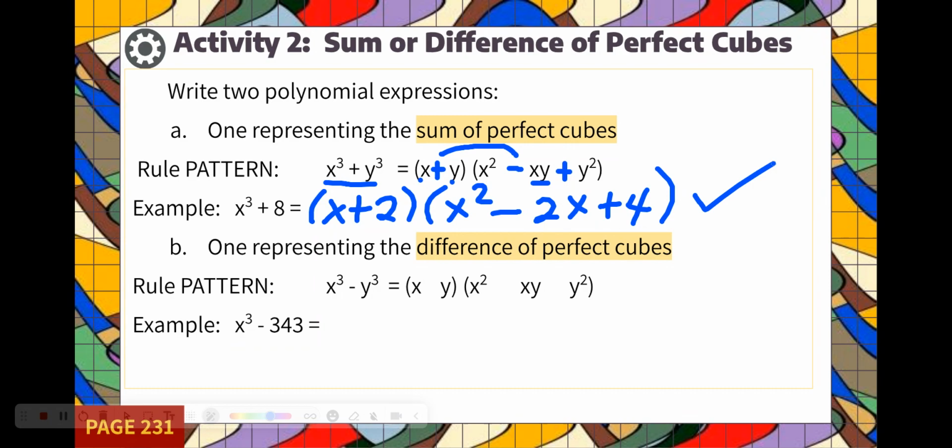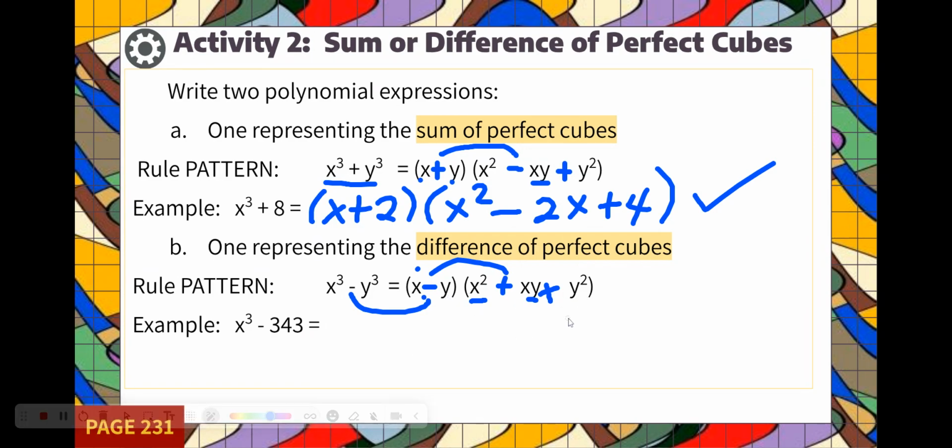For the rule pattern for the difference of perfect cubes, it's the same pattern. You just need to change the sign into minus. So x and y, you're going to change it into minus since this is minus, like plus and plus. And then to get the trinomial, square the first term, which is the x. That turns x squared. Opposite of the sign, if that's minus, this would be plus. Multiply the first and the second term, xy. And then the third term is always positive, so square y, that is y squared.